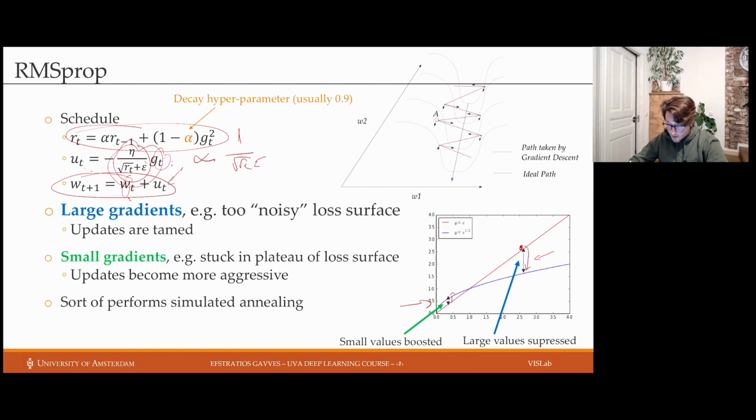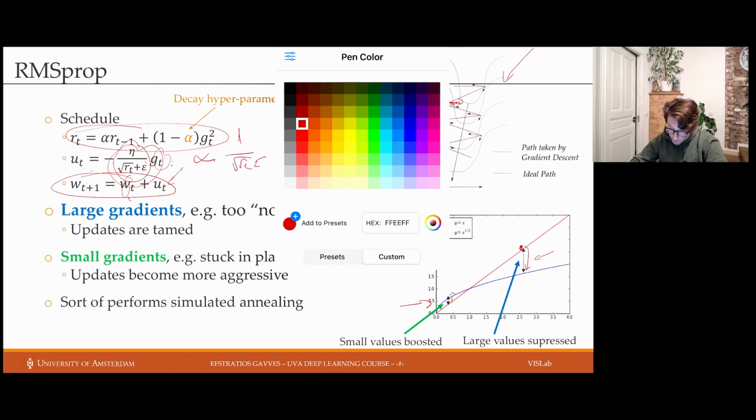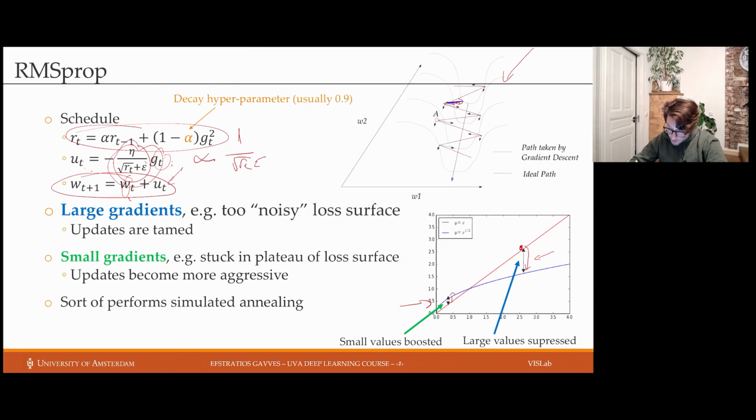It helps a lot in this case of the ravine. Let me use a different color so it's more visible. Here, these gradients are large. The gradients that are perpendicular to the steep part of the ravine are large, so they get suppressed here. Whereas the dimensions of the small gradients, which were small but relevant for us, obtain larger importance.